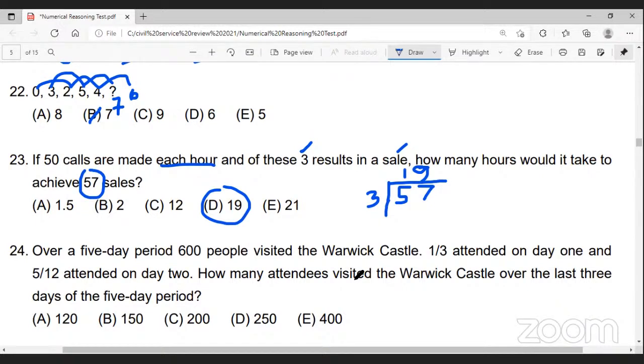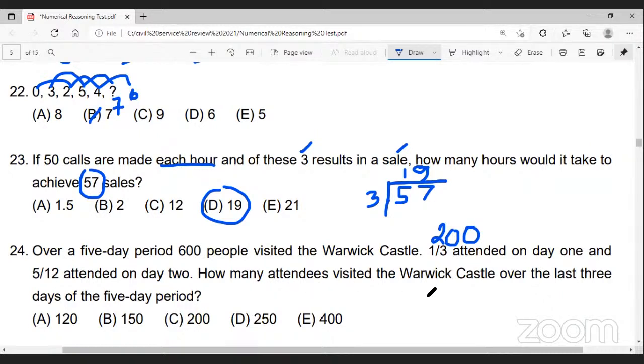We just need to get the 1/3 of 600. We just need to get the 5 over 12 of 600, add them up, and subtract from 600. What's the 1/3 of 600? Just multiply 1/3 and the 600, or you can divide it by 3 so that you could get 1 out of 3. 200, ma'am. 200.